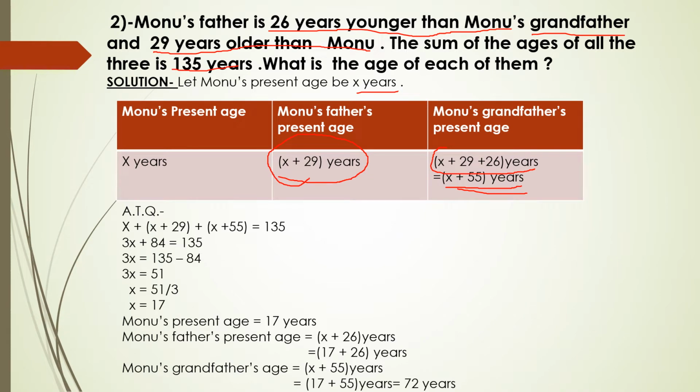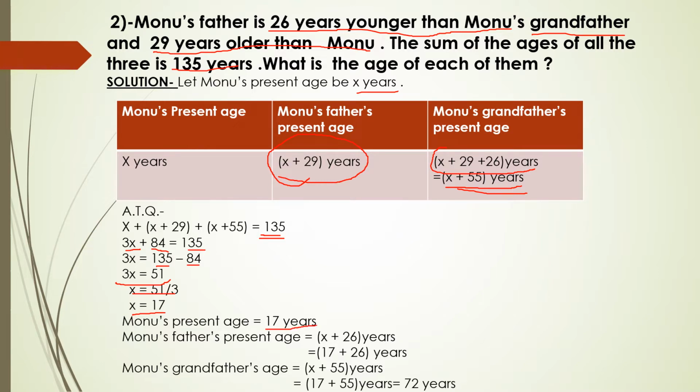Now according to the question, if you add the present ages of all three of them: x plus x plus 29 plus x plus 55 is equal to 135. In the next step, you remove the bracket, you will obtain 3x plus 84 is equal to 135. So 3x is equal to 135 minus 84 by transposition. So 3x is equal to 51. x is equal to 51 divided by 3, that is 17 years. So children, we have obtained Monu's present age as 17 years.